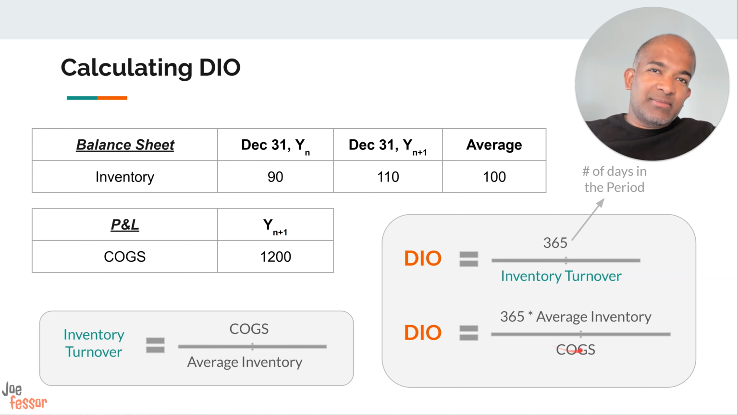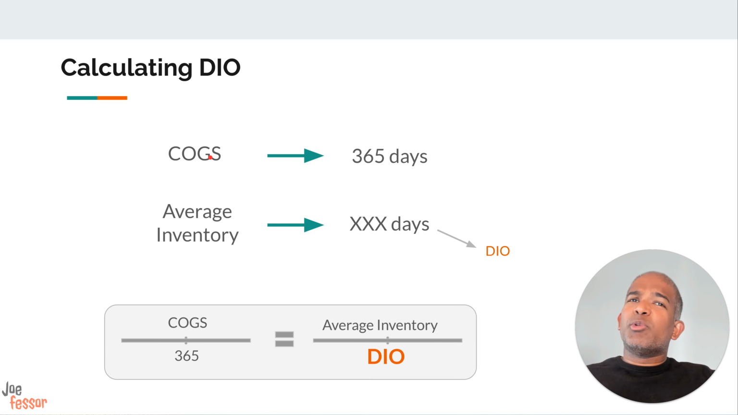Okay, alternatively, we can also calculate DIO directly as shown by the formula here. So on average, it takes this company about 30 days to sell its inventory. Finally, let's explore a logical way to interpret DIO, which like DSO is particularly useful for forecasting purposes.